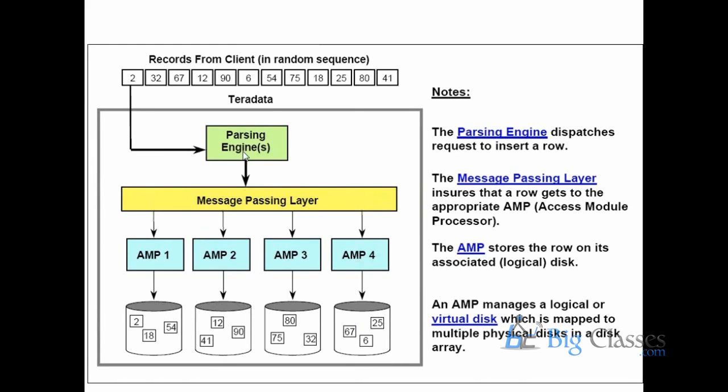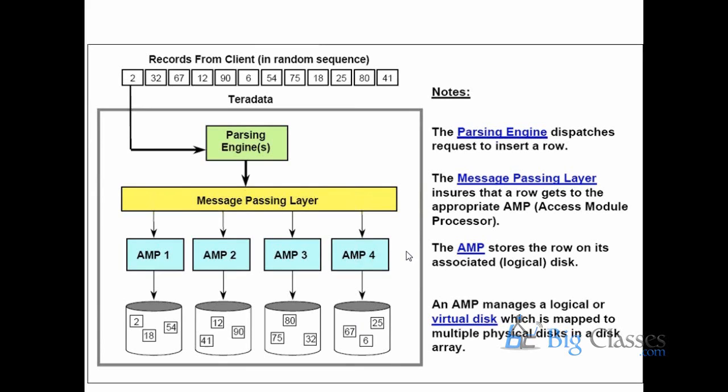So this is how the parsing engine handles the sessions in a parallel way. The message passing layer, again, this component handles the session requests or communication requests in a parallel fashion. AMPs, all the AMPs perform the operations in a parallel fashion. Similarly, within the AMP, each AMP can handle 80 tasks parallelly. So each AMP, the 80 tasks can run in a parallel fashion.